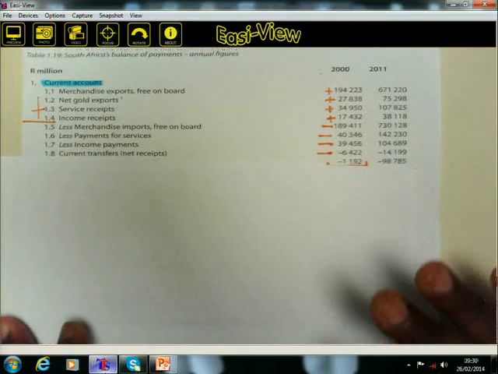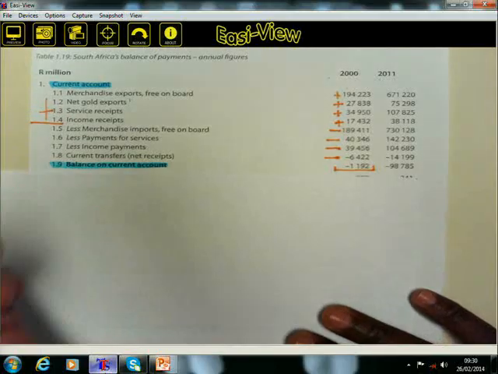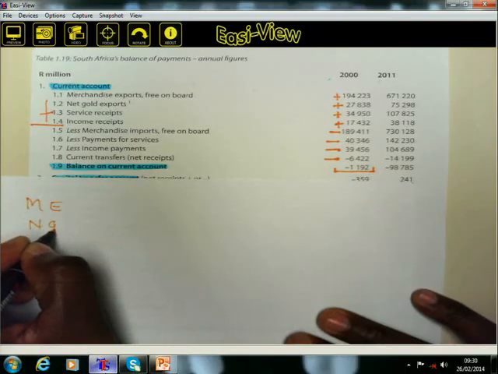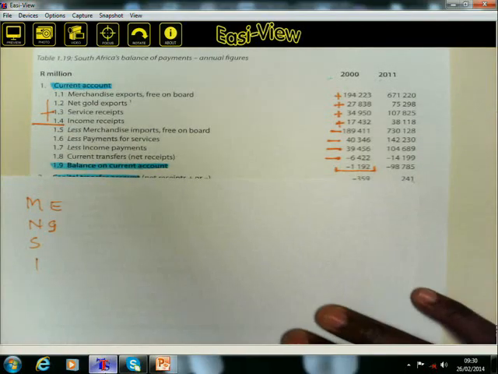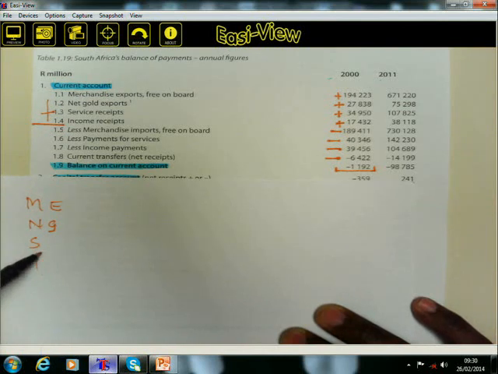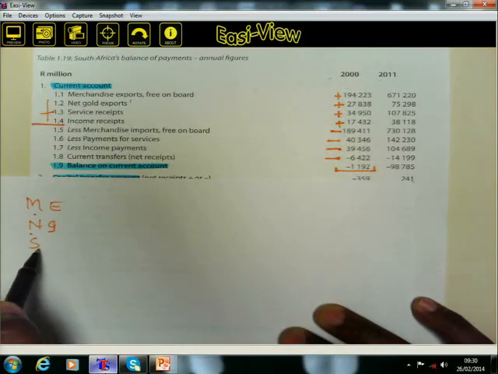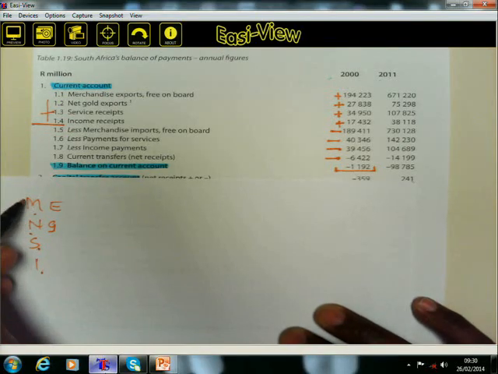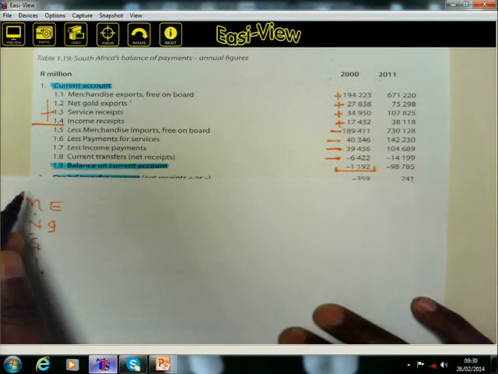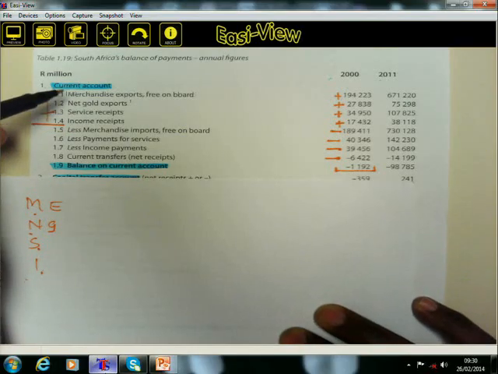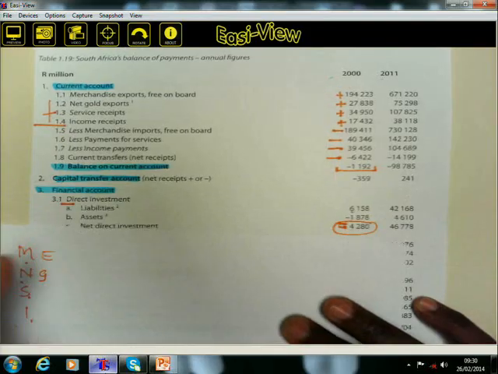How do I recall this information? Okay. It's me, NG, S, I. So we're going to use MENGSI, meaning merchandise export, net gold, service receipt, and income. You will recall how to work on these things only if you can make a way in which you can remember them. So that you do not mix the items, because at the end of the day your account starts to be incorrect. Let us recheck it again, or let us redo it.